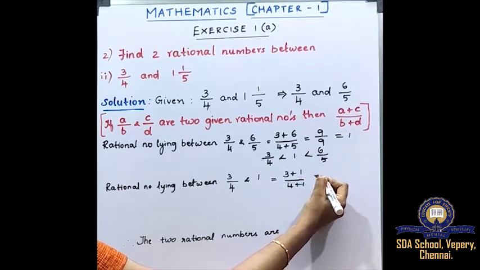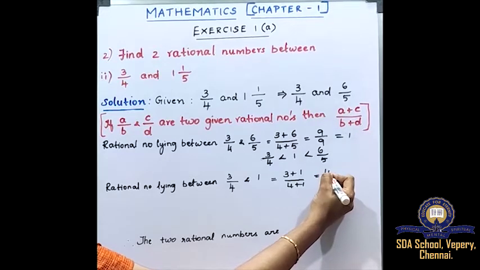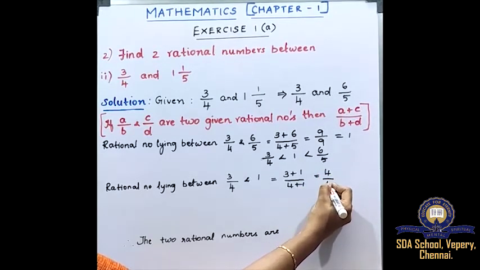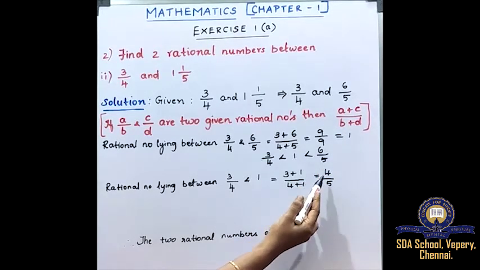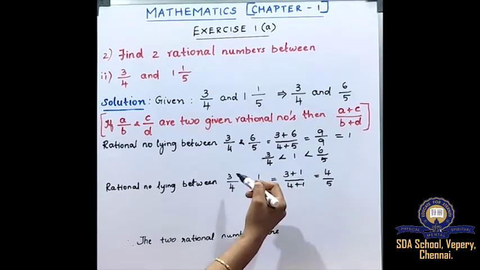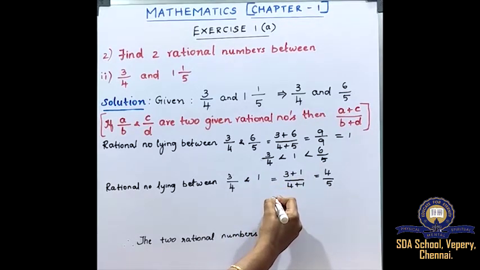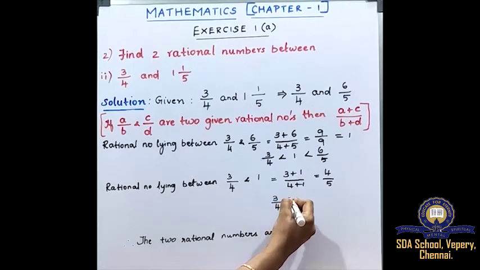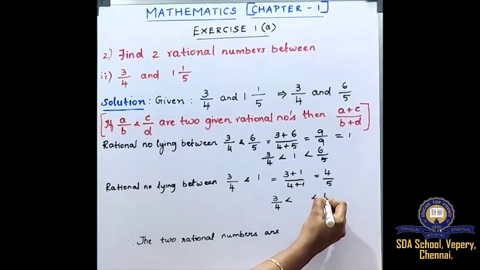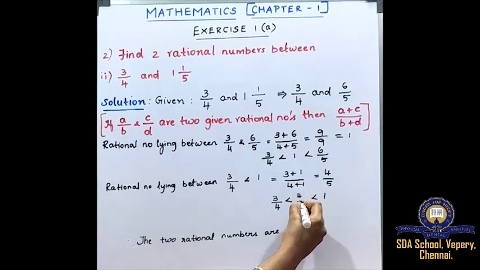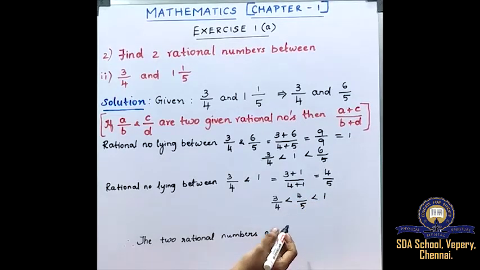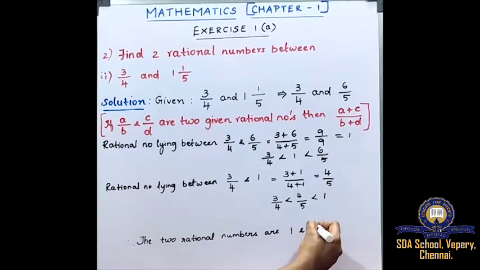Okay. So now when you solve this, 3 plus 1 is 4. 4 plus 1 is 5. So now we have found 4 by 5 is a rational number between 3 by 4 and 1. Right. So between 3 by 4 and 1, we have found 4 by 5. So thus we have found rational numbers, that is 1 and 4 by 5. So the two rational numbers are 1 and 4 by 5. Okay.